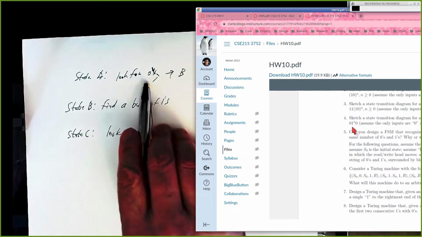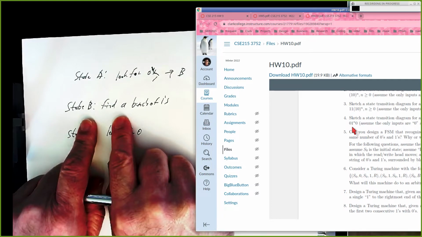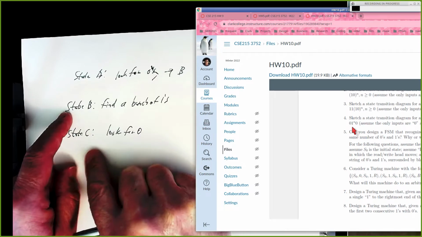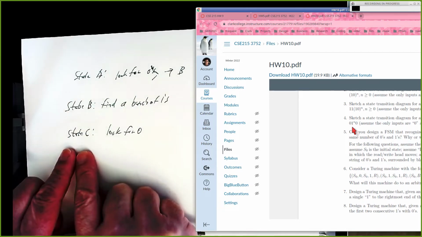So once you see your first 0, you come to state B. This state I'm thinking of as stay here as long as you're seeing 1s. So if you see a 0, you go straight to C. If you see a bunch of 1s, you stay here, and then eventually you see a 0, go to state C.